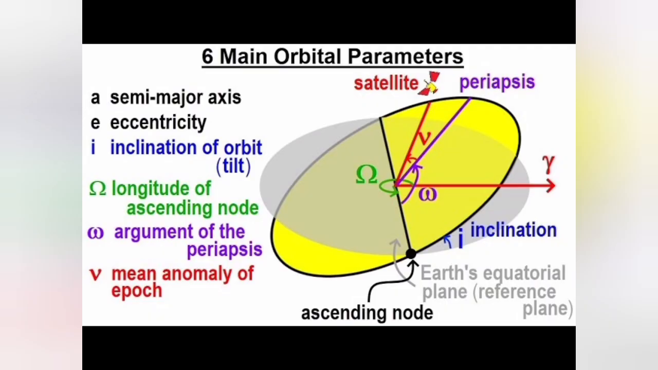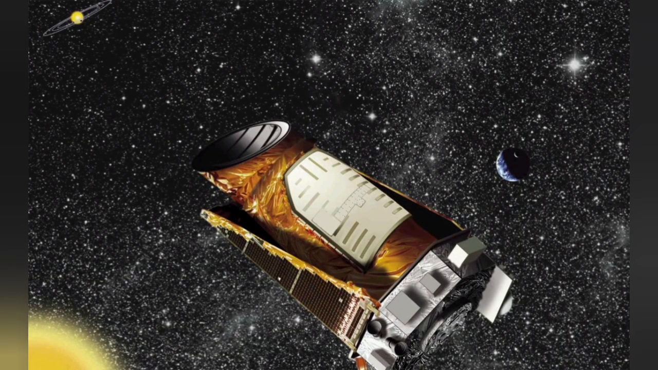Whether we're discussing a planet orbiting the Sun or an artificial satellite circling the Earth, these elements are essential in understanding orbital motion. Let's break them down, step by step, from simple to more technical, using everyday examples to help clarify each one. The six Keplerian elements.